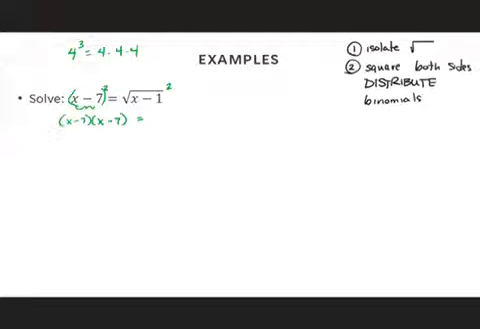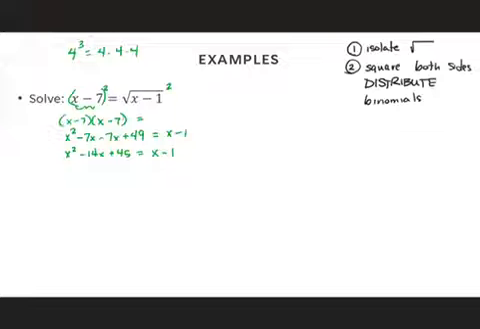Okay? Distribute your binomials. So x times x is x squared. x times minus 7 is minus 7x. Minus 7 times x is minus 7x. Minus 7 times minus 7 is a positive 49. On the right side, I have the square root of x minus 1 squared, so that's just going to give me x minus 1. So the left side is x squared minus 14x plus 49 equals x minus 1.